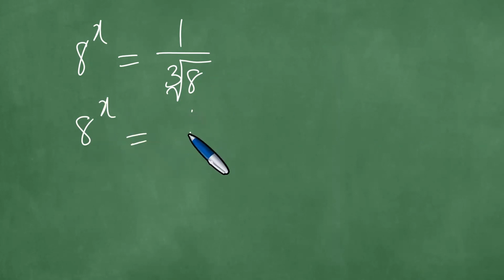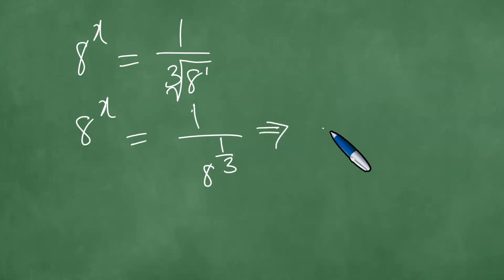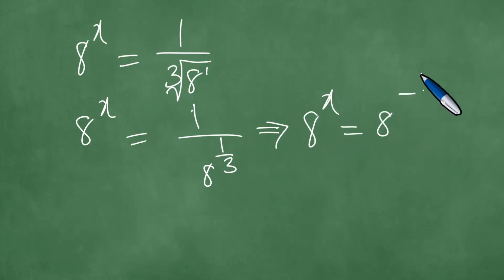Now, this is the same as the cube root of 8 is 2, if you like. You can write 2. But you can also write 8 to the power 1 over 3, because if there is no power here, you can put power 1 there. So now the cube root becomes this. And then this means 8 to the power x is 8 to the power minus 1/3.